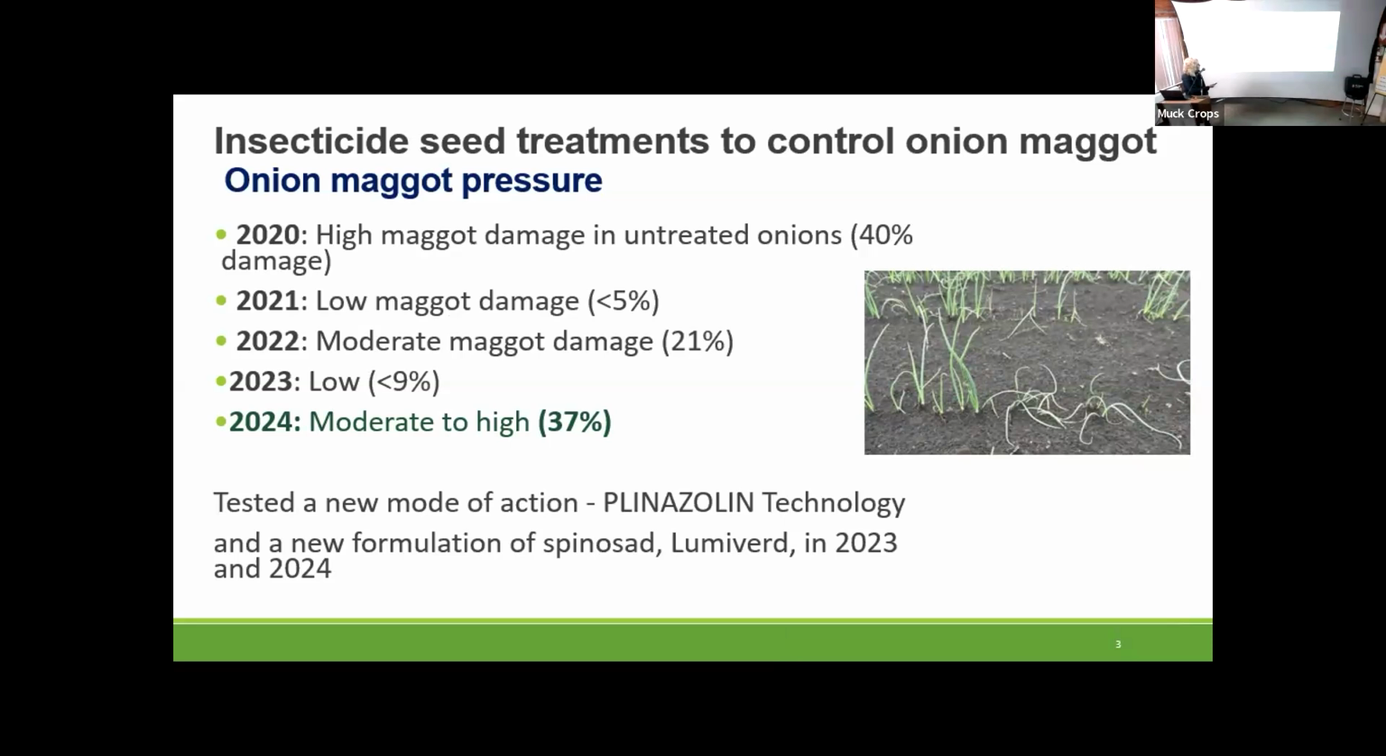Brian mentioned the new plinazoline technology that we've started to look at. And we're really interested in Ontario about the new formulation of spinosad, Lumiverd. We've never been able to get spinosad registered on onions in Canada, so we're really happy that Corteva is taking this forward. Now it seems like we have a better chance of getting this registration. We have probably 15 or 20 years of data that shows that it actually works well, and Brian Nault was able to show that in his trials as well.